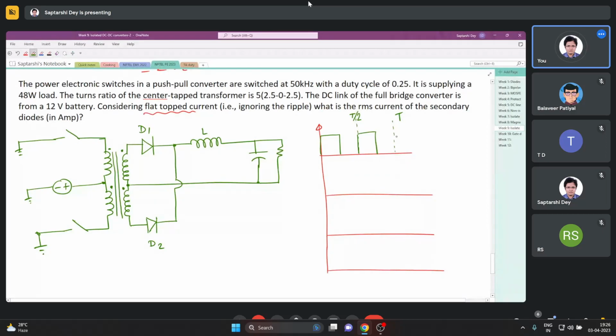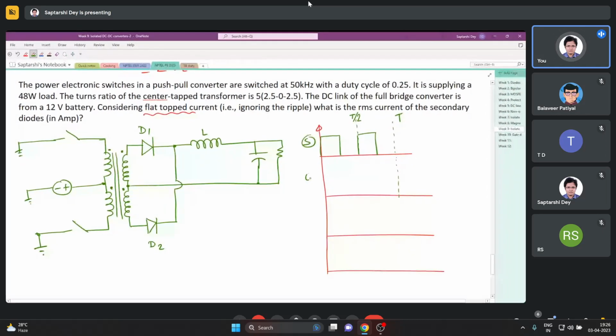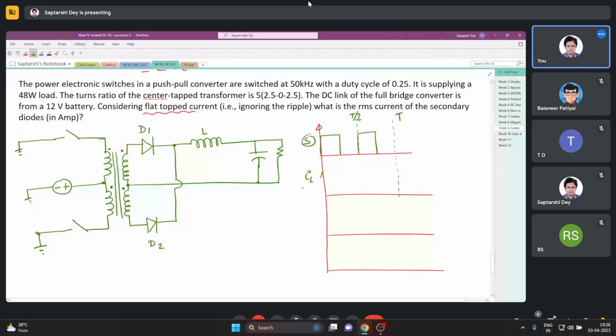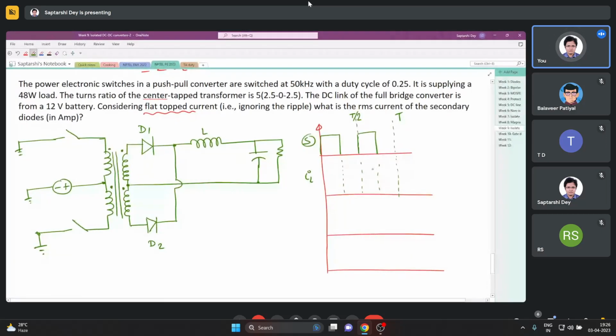Or should I draw two? Okay, let me see. So these are the switching. Now if I draw inductor current IL, see when the switches are on, either diode D1 conducts or diode D2 conducts, and basically the inductor gets energy from the supply through the transformer. So during this time, the current of the inductor will be rising. We have no doubt about that.